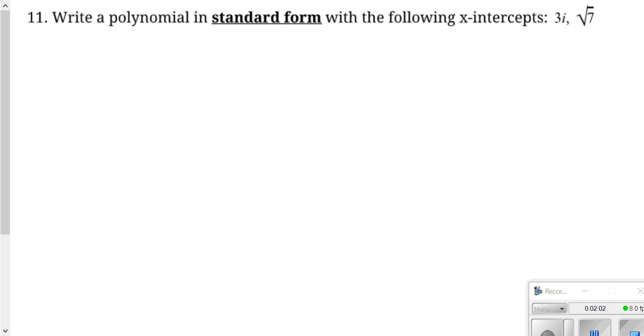Okay, this next one is a similar question, but a slight wrinkle to it. So actually we have a typo here, I just realized. Write a polynomial in standard form with the following, this should say roots, because you can't have an x-intercept that has an i in it. Okay, so one of our solutions is 3i.